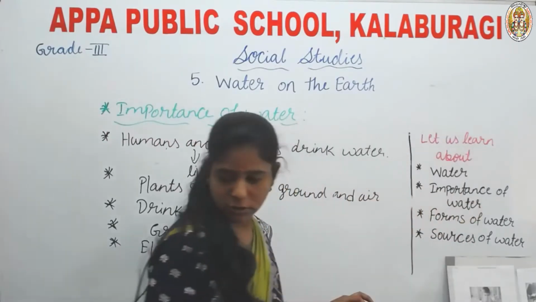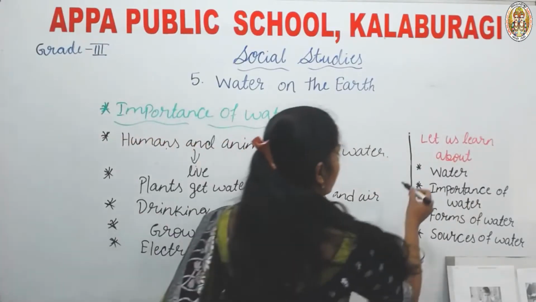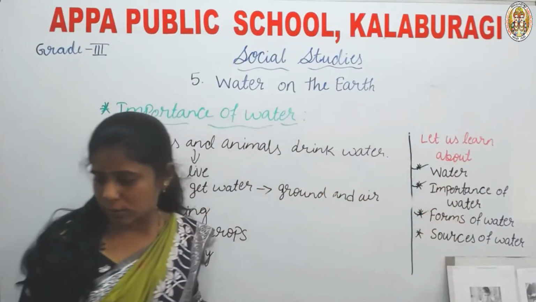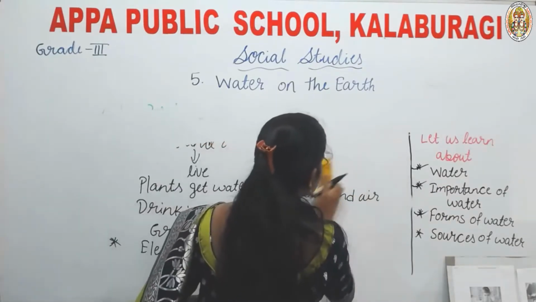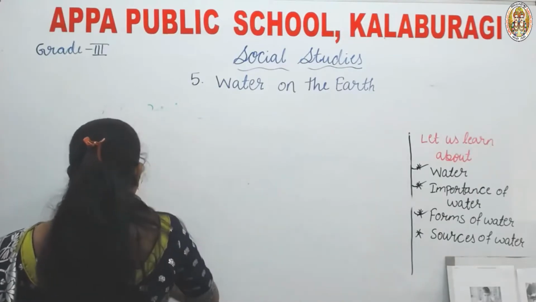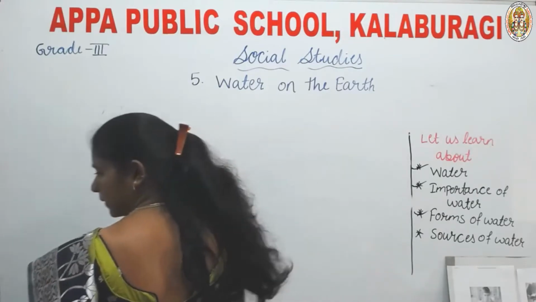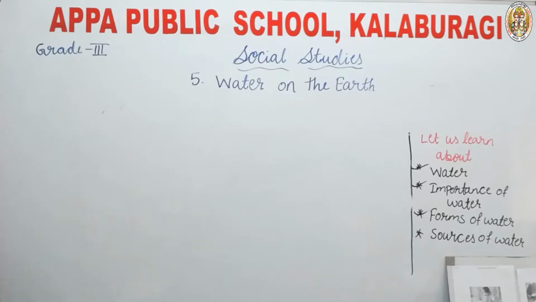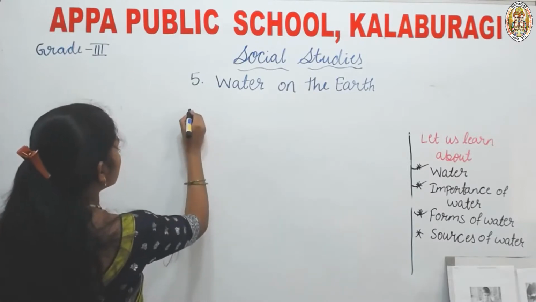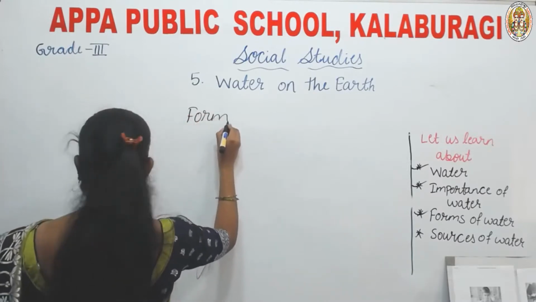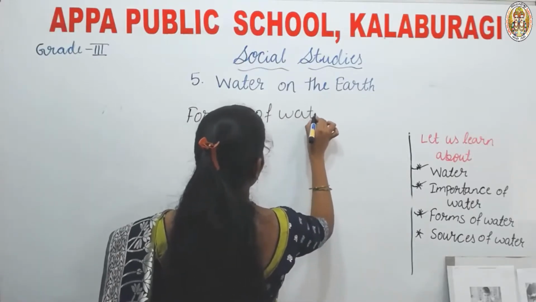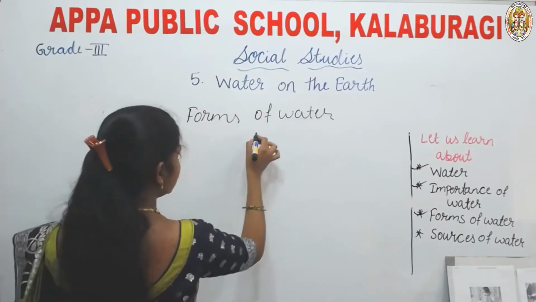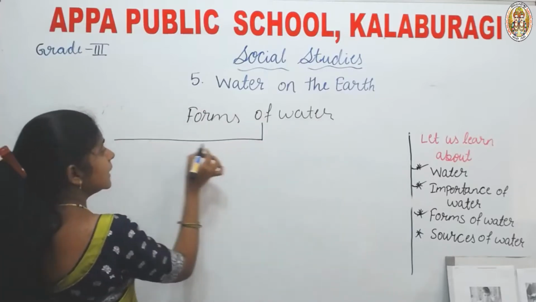Next we'll move to the forms of water. We can see there are three forms of water. Here we can see three forms.